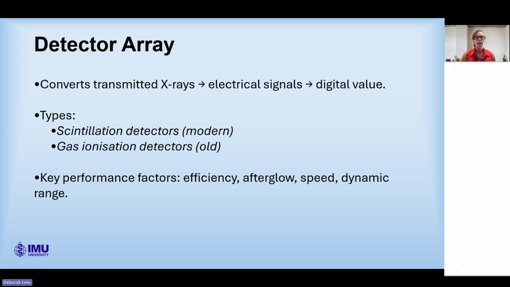Your detector array, very similar to the MRI setup, converts your transmitted X-rays into electrical signals, and then that assigns them a digital value. There's two different ways. Previously we used to use gas ionization detectors, which is now old technology. These days we use scintillation detectors, which is in all our modern machines. And the key performance factors that we look at is the efficiency of the machine, afterglow, the speed of image acquisition, and the dynamic range that we're able to achieve with the scanner.